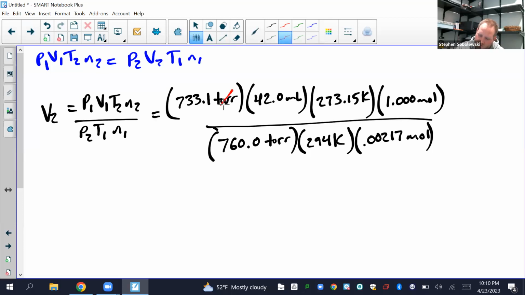Let's check our units. Torr cancels torr. Kelvin cancels Kelvin. Mole cancels mole. Milliliters is the only thing left. Does that make sense if we're solving for volume? Sure. Let's see what we get. 733.1 times 42 times 273.15 times 1, divided by 760, divided by 294, divided by 0.00217 equals. Where do I feel like I messed something up?